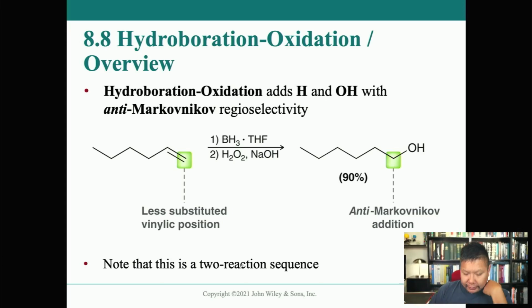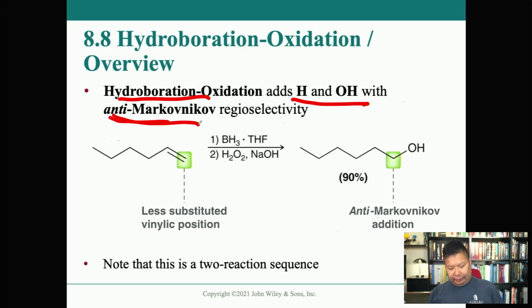Previously we were doing the other addition with the acid catalyzed, and with the mercurinium ion, whatever, right? And that was doing a regular Markovnikov addition. So now with hydroboration oxidation, we can do the adding of a hydrogen and an OH with anti-Markovnikov regioselectivity, right? And we do that with a couple of things here.